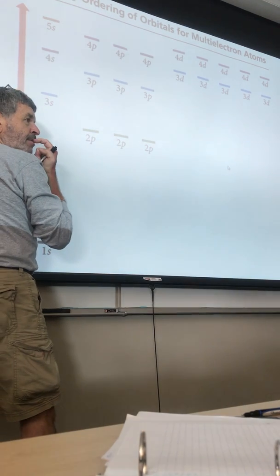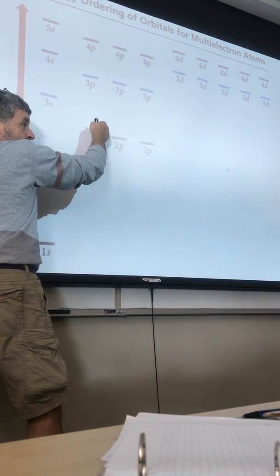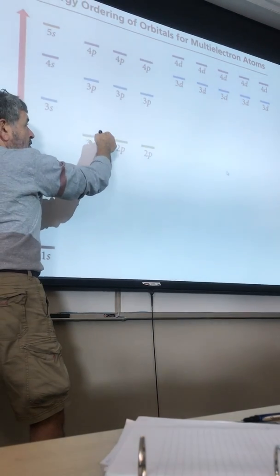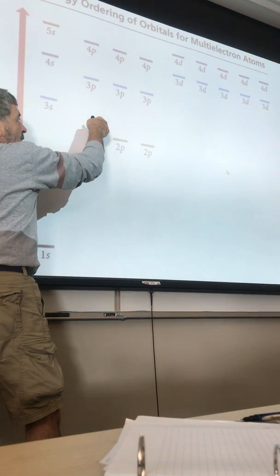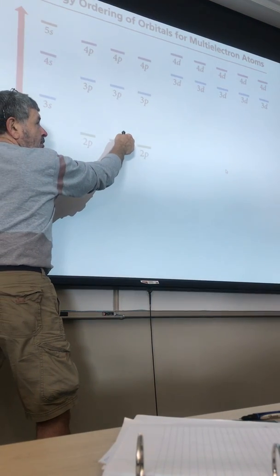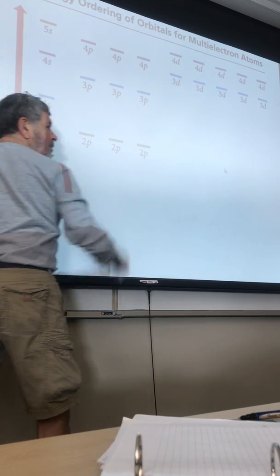Then what's my next element? Oxygen. Now I come back here because if I have to put more electrons in, I have to fill everything before I go to the next step. Oxygen goes here. What's this one? Fluorine. What's this one? Neon.